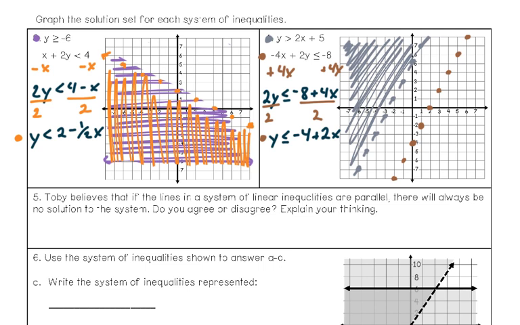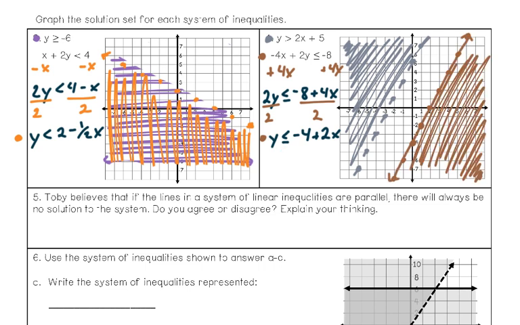This one is a solid line because it has that equal to sign. We shade below the line because it says y is less than. This is the correct graph for this system of inequalities.